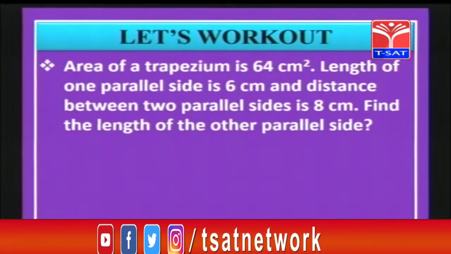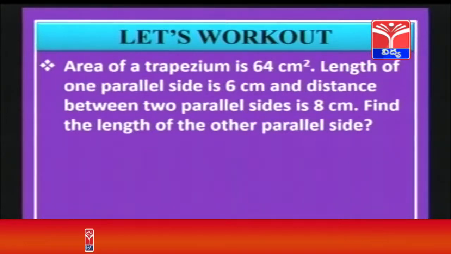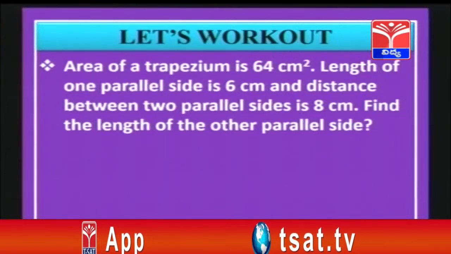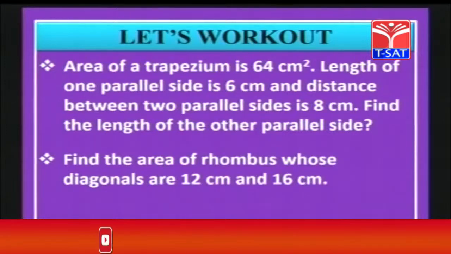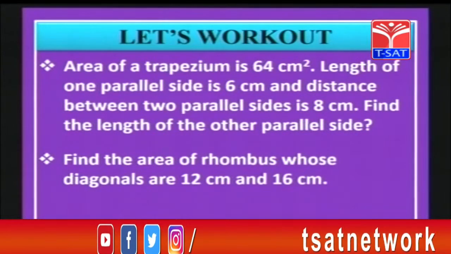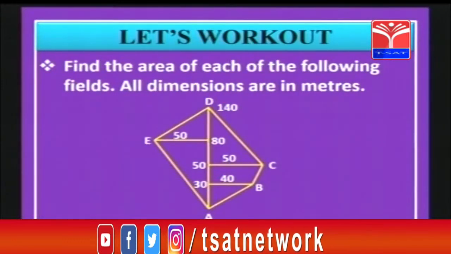I want you to do some problems which are based on the concept that we have learned just now. Let us see those problems, children. Area of a trapezium is 64 centimeters square. Length of one parallel side is 6 centimeters and the distance between two parallel sides is 8 centimeters. Find the length of the other parallel side. Find the area of rhombus whose diagonals are 12 centimeters and 16 centimeters. Find the area of each of the following fields. All dimensions are in meters.